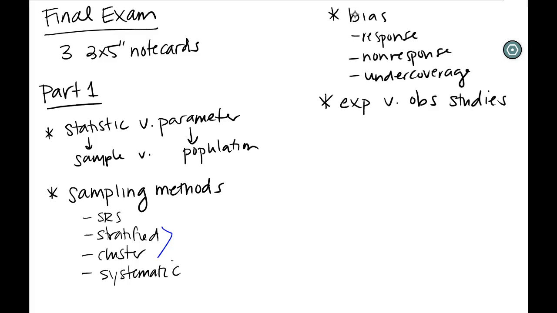Within experiments and observational studies, we had our types of observational studies. I don't imagine I'll get much into this. This is one of those things you could probably ignore. We did cross-sectional, prospective, retrospective. We had our types of experiments. And that was our completely randomized, our block, and our matched pair.